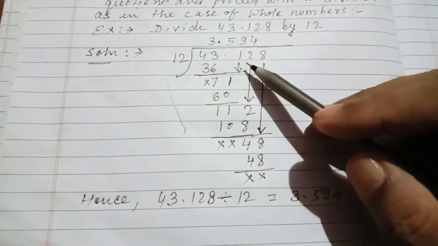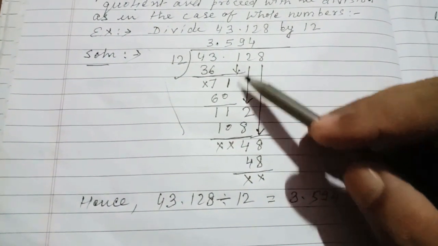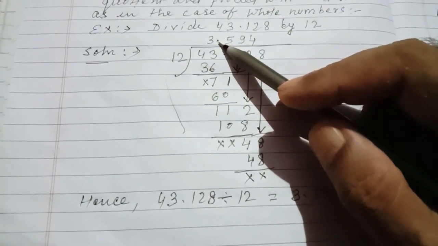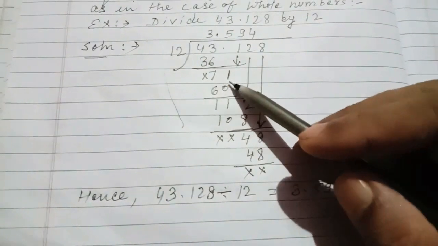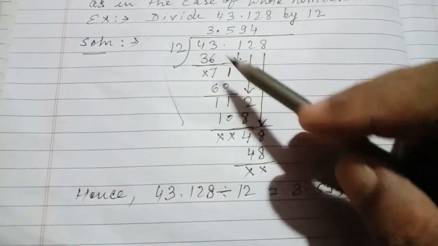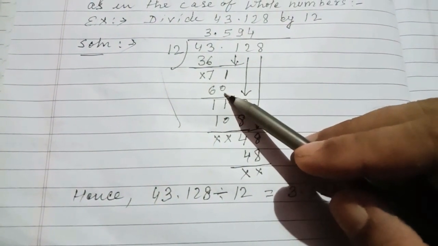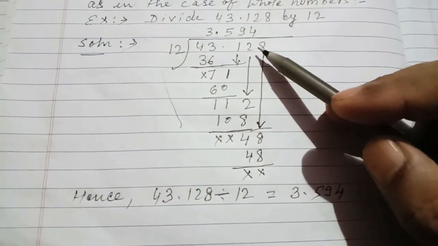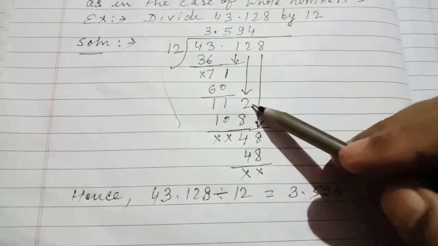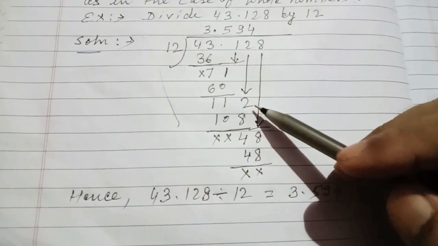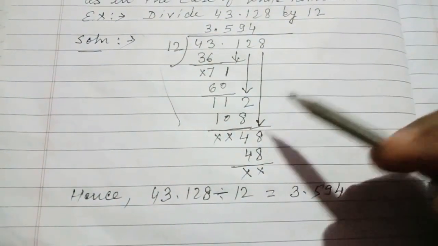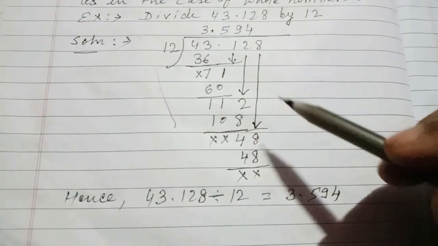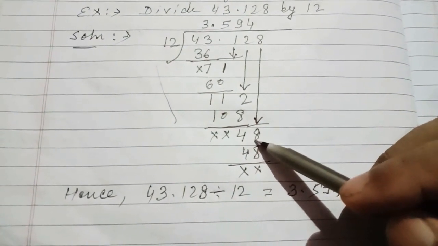So we will put down the digit 1 after the decimal point. So we will also put the decimal point in the quotient after 3. Now it becomes 71. So 12 times 5 is 60. Subtracting 60 from 71, we will get 11. So we will put down the next digit after the decimal point, that is 2, and then it will become 112. So now 12 times 9 is 108, and subtracting 108 from 112, we will get 4.